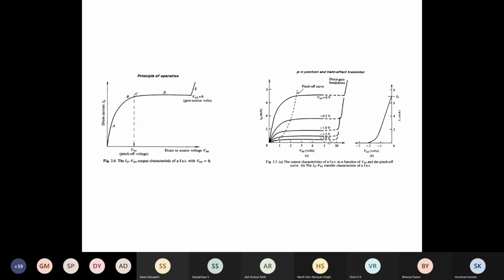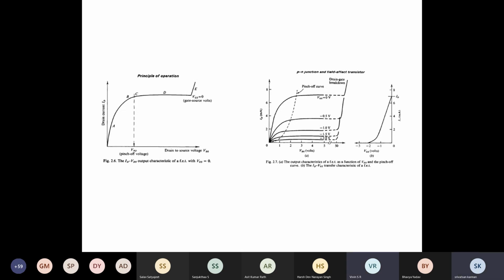Yes or no? So it's a voltage control device or current control device, if you compare this field effect transistor with a BJT. So, voltage control device or current control device?